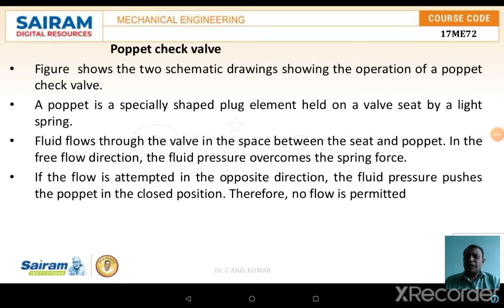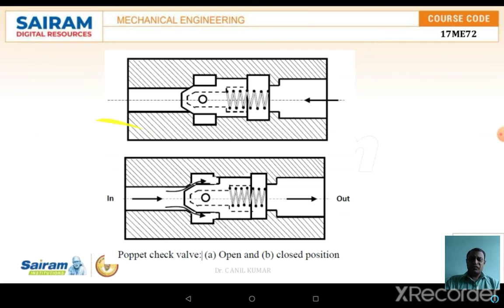Poppet check valve. The figure shows two schematic diagrams showing the operation of the poppet check valve. A poppet is a special shaped plug type element that is held in the valve seat by a light spring. A fluid flows through the valve in the space between the seat as well as the poppet. In the free flow direction, the fluid pressure overcomes the spring force, and if flow is attempted in the opposite direction, the fluid pressure pushes the poppet into the closed position, and no flow is permitted.